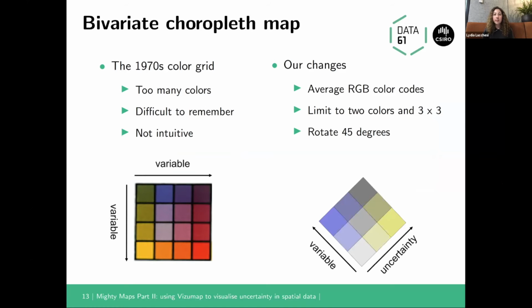They actually did a study in which they cut the grid up into its 16 squares and then had participants try and put the grid back together. And they couldn't because the grid isn't intuitive. So we tried to make some improvements to the bivariate grid. The first is that we average RGB color codes and we limit it to just 2 colors. We use 9 squares instead of 16. And then we rotated the grid 45 degrees so that this top square here can either represent the highest in both categories or the lowest.